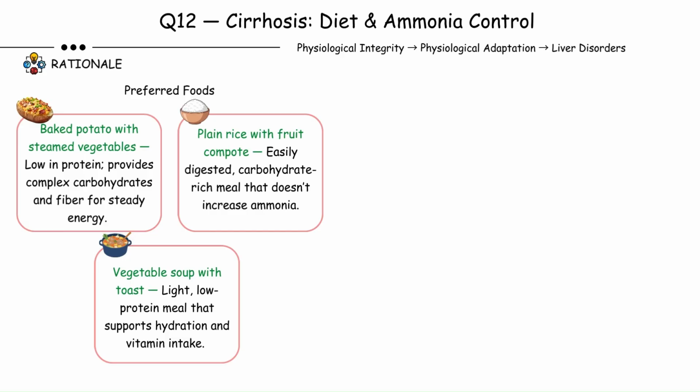Vegetable soup with toast is light, hydrating, and low in animal protein. It can provide vitamins, fluids, and calories while keeping protein intake temporarily restricted. Now let's see why the other foods should be avoided for now.